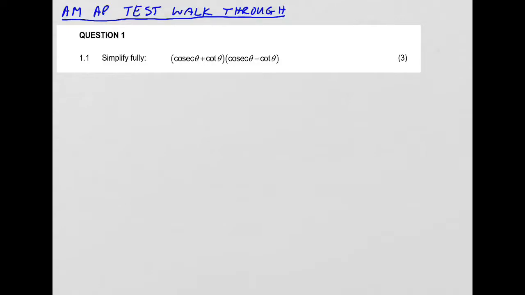Alright, so question 1 is a simple difference of two squares. So we're going to FOIL the bracket out to get cosec squared theta minus cot squared theta, which according to your squares identity on your information sheet is equal to 1. Right, marks are added: a mark for the method that you knew to multiply out, a mark for it being accurate, and a mark for your final answer 1.